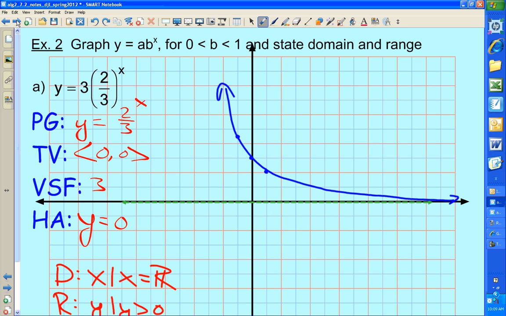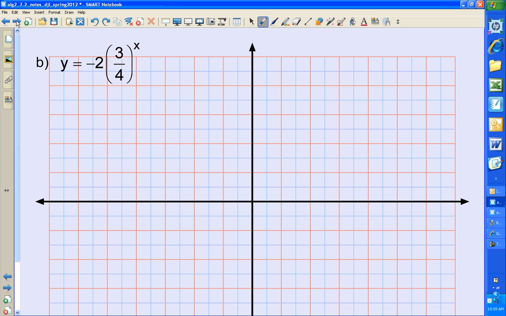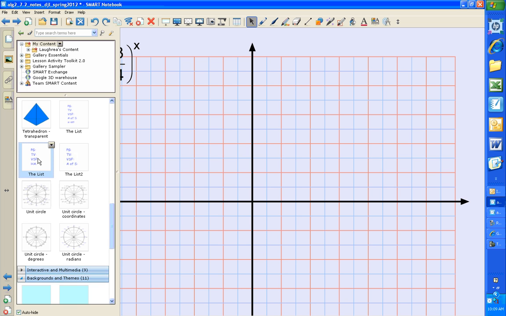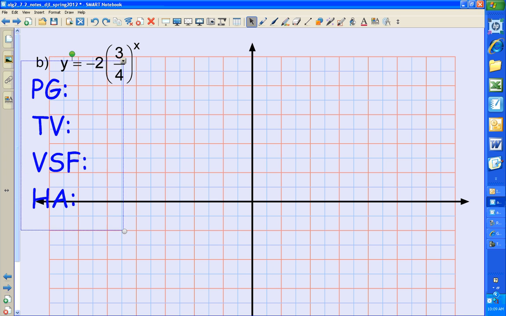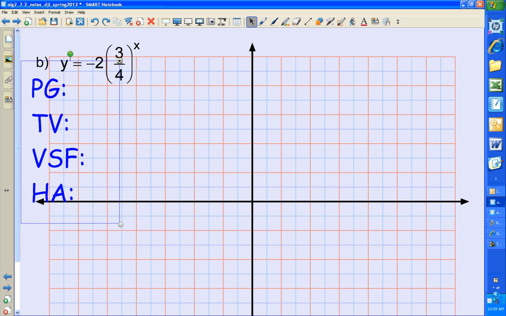Everybody good here? Try this one. See if you can get a graph for that. I'll give you the list up here. See if you can go ahead and fill in the list. See if you can go ahead and do the graph.